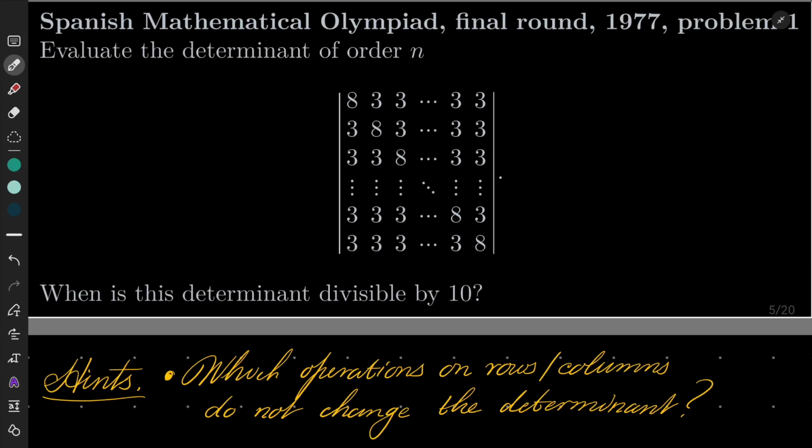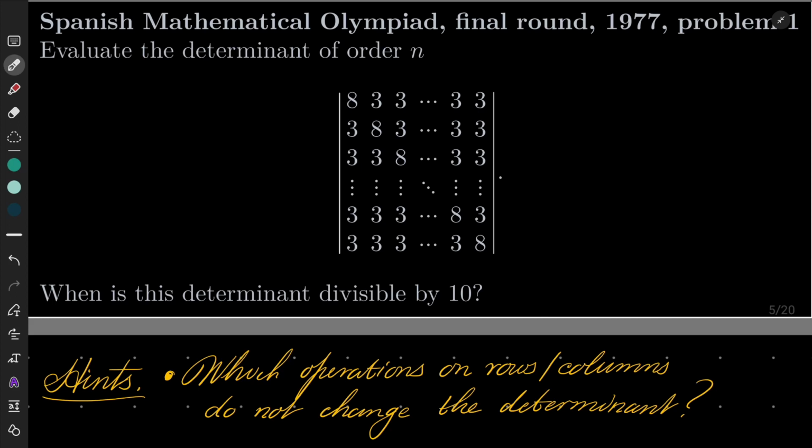Hello friends, in this video I'd like to solve the following problem from the Spanish Mathematical Olympiad final round 1977, problem number 1. We wish to find the determinant of this n by n matrix, which has every entry equal to 3, but on the diagonal we have 8 instead. So we wish to find the determinant, and then we want to check when this determinant is divisible by 10.